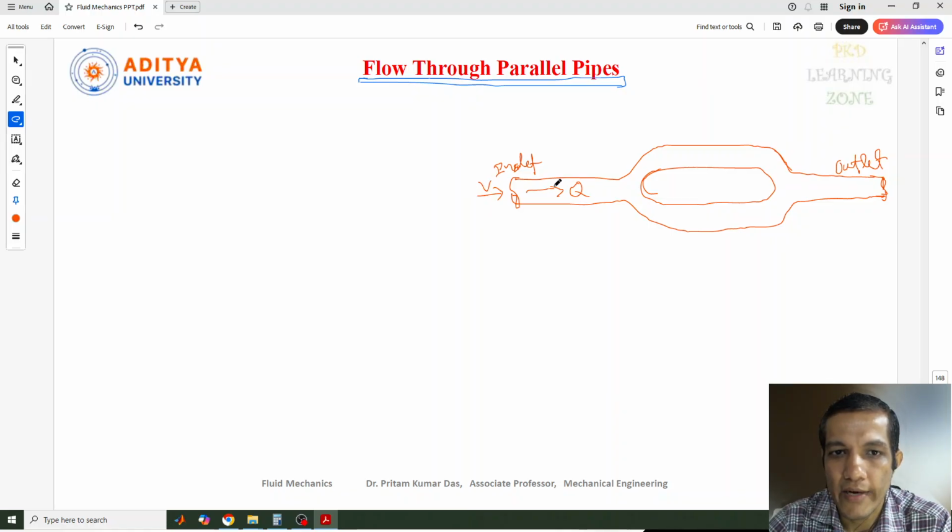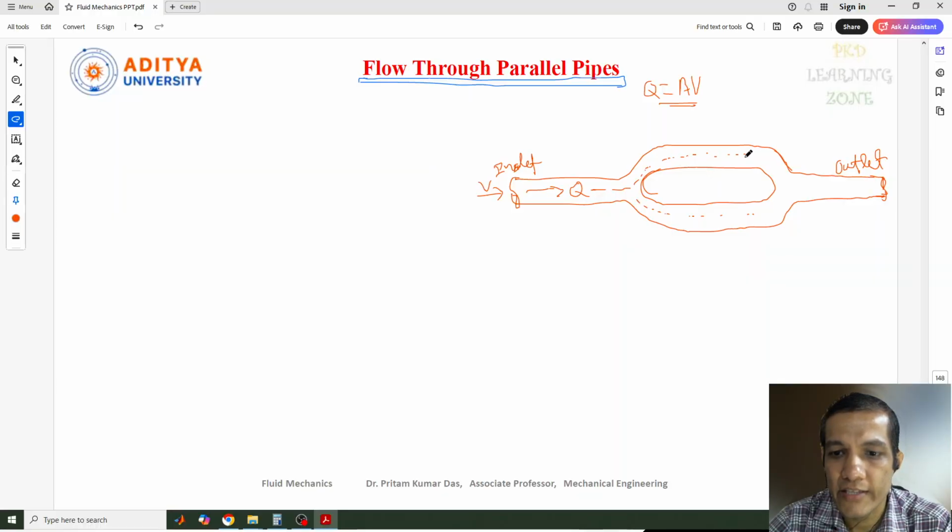Now this flow rate Q is divided. You can consider the Q or you can consider the V, both are the same because we know that Q equals AV. If the velocity and diameter are given, we can easily calculate Q, the rate of flow. So this flow is divided into two branches here. This is one branch and this is another branch.